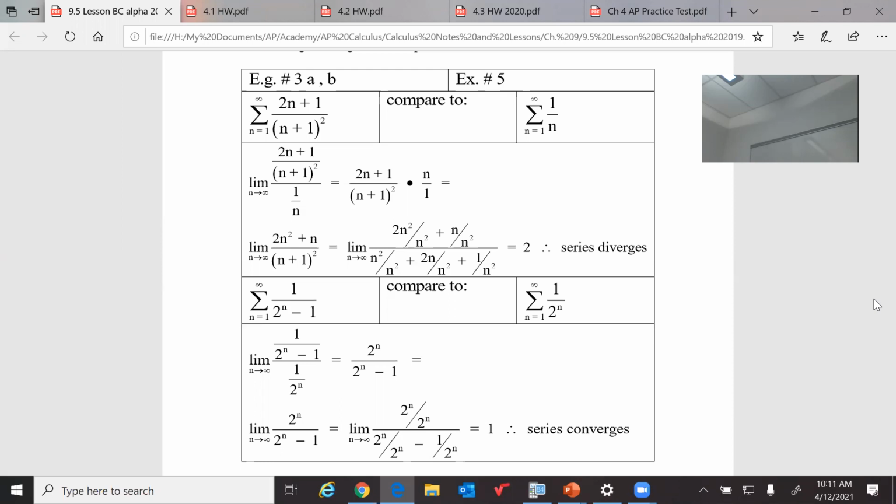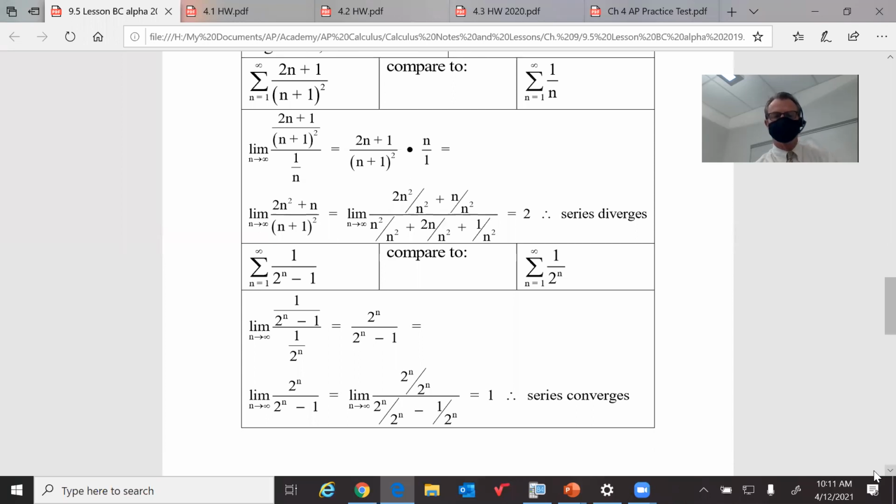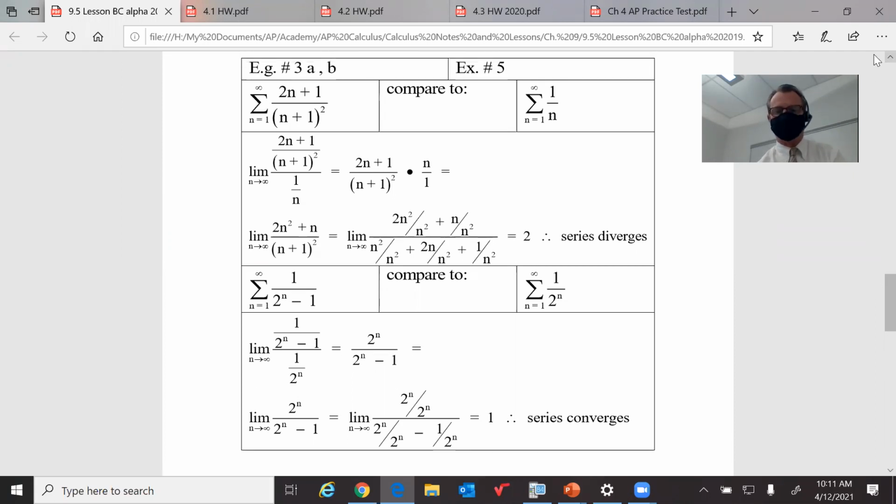And this is the other example in the PowerPoint. That's just the work that you saw on the PowerPoint, where you compare them to different things. So these are P series, ready? This one diverges. This is not a P series, it's geometric. It's 1 over half, 1/2 times itself. That converges. Okay. So we'll pause the video again and ask you to go to problem number 5.